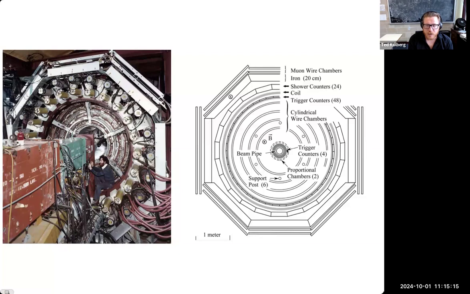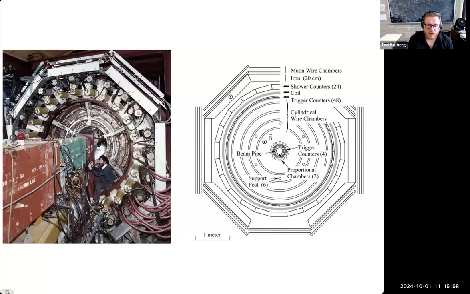Then there were shower counters surrounding that, which were used to identify photons and electrons, basically through tagging the electromagnetic showers that they made going through these shower counters. And then there are wire chambers of the design that we just discussed at the beginning of the lecture surrounding that, behind an absorber, and those are used for muon identification. So this thing looks a lot like CMS, for example. And it turns out that this is a really smart geometry for a detector, so much so that pretty much all the collider detectors after this are going to mimic this strategy to some extent.